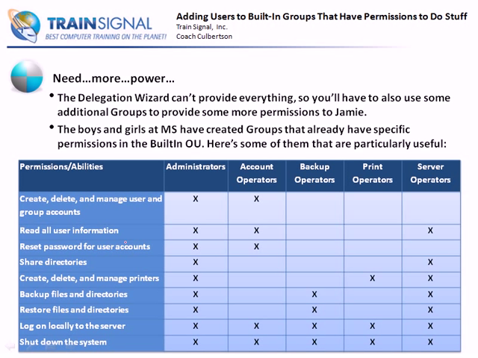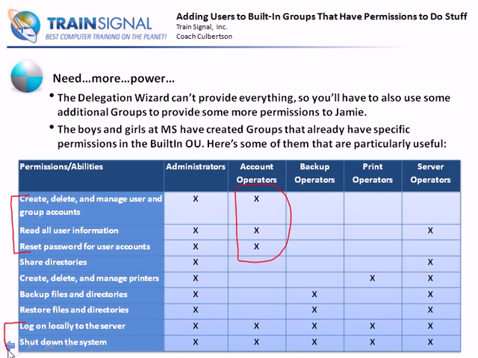Now, the account operators group is going to be very useful to us here when we're thinking about giving more permissions to Jamie to do stuff like manage the user accounts. So you see that we have these three columns checked for the account operators. So if we made Jamie a member of the account operators group, he could do this stuff. He could create, delete, and manage user and group accounts. He could see all the user information and he could reset passwords.